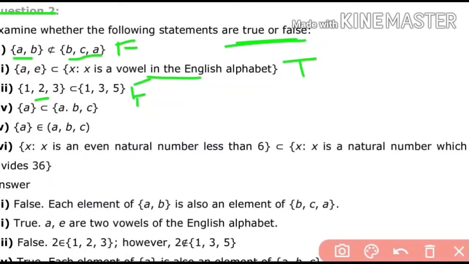{a} is a subset of {a, b, c}. This is true. Now, this {a} set belongs to... okay, this is a wrong, false statement.